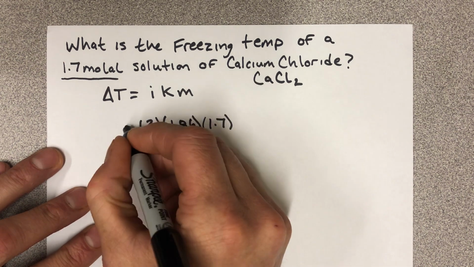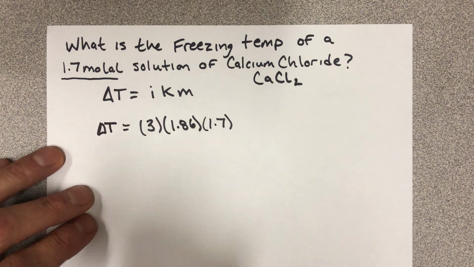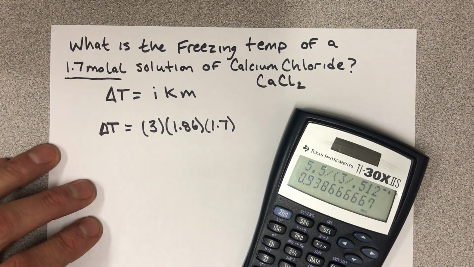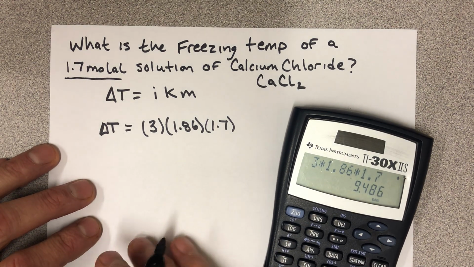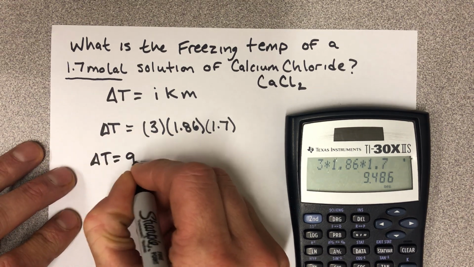Okay, so that just means that the only thing we don't have is our delta T, which is what we're solving for. All right, so let's multiply these numbers and see what delta T is. Okay, we're going to call that 9.5. So delta T equals 9.5.